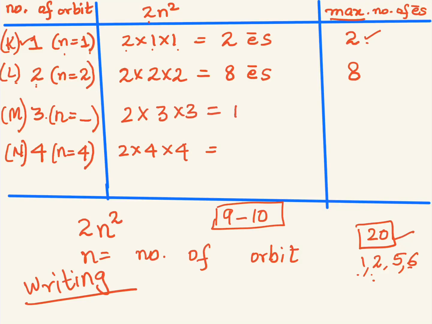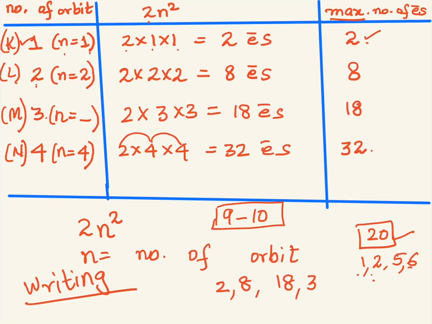Yes, very good. It's 18 electrons over here, and 4 times 4 is 16. 16 times 2 is 32. So 32 electrons. So the maximum number of electrons possible in the third orbit is 18. Maximum number of electrons present in the fourth orbit is 32. So you can very easily remember the numbers 2, 8, 18, 32, right?